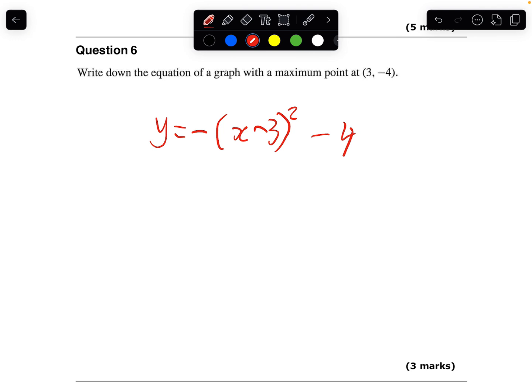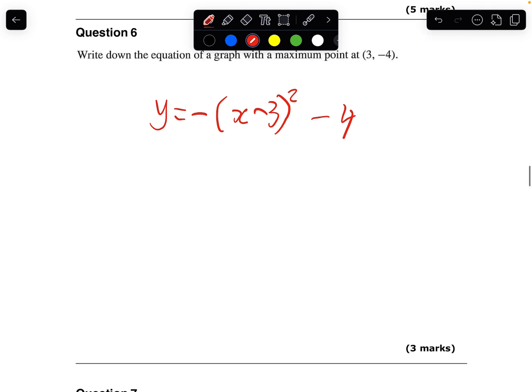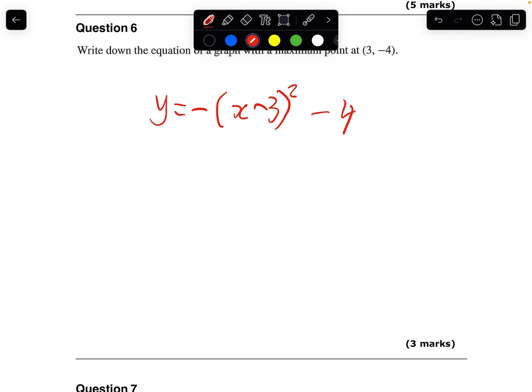It doesn't ask me to do anything fancier than that. It doesn't ask me to write it in a specific way. It just asks me to write an equation. You could expand it, but it's not asked you to, so why would you? Because you might just make a mistake in your expansion. It's not needed.